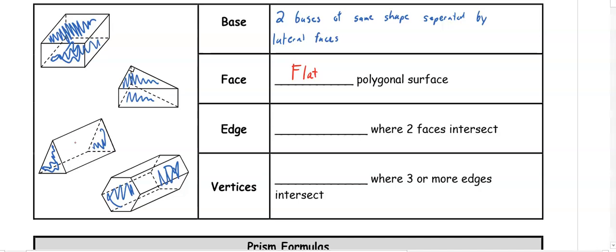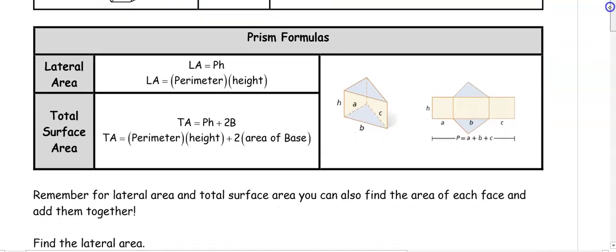So all of those rectangles would be lateral faces, and these bases would be other faces because they're also flat polygonal surfaces. The edges then are the line where two faces intersect. So for example, here and here would be an edge. And then a vertex is a point where three or more edges meet. So if we have that edge coming up behind here, that's dotted, and then we have here and here, they're intersecting at that vertex.